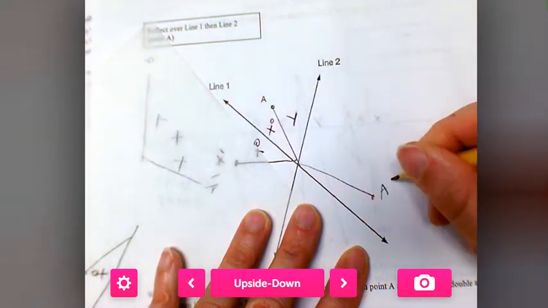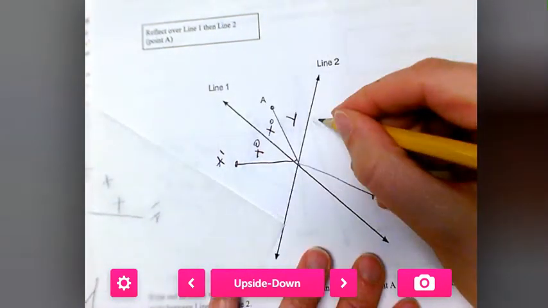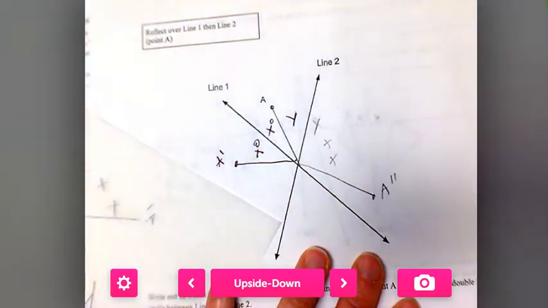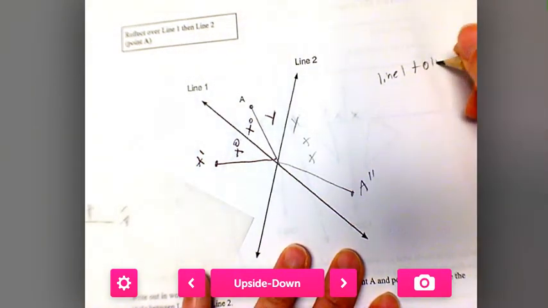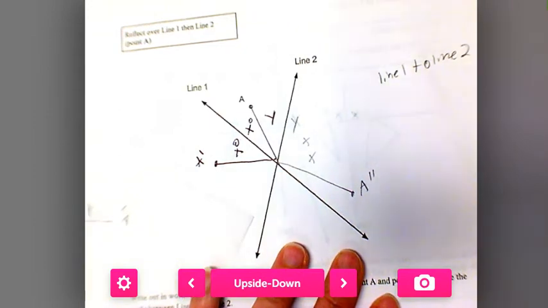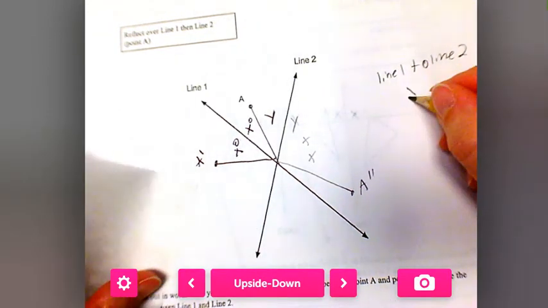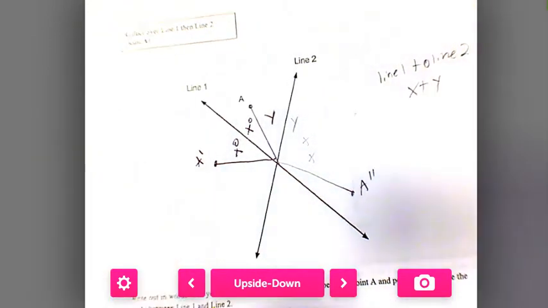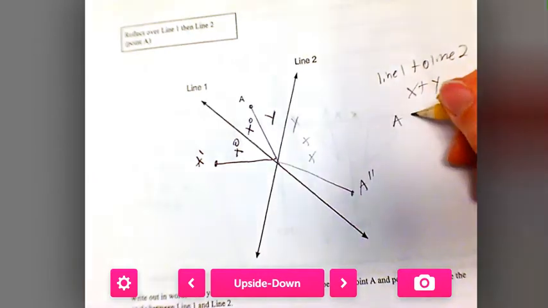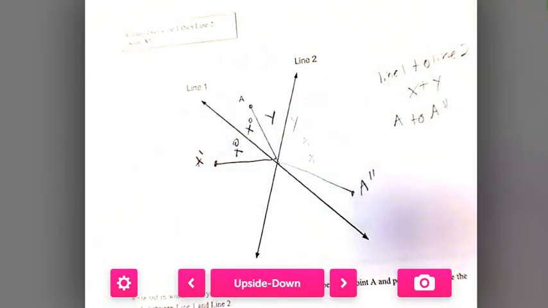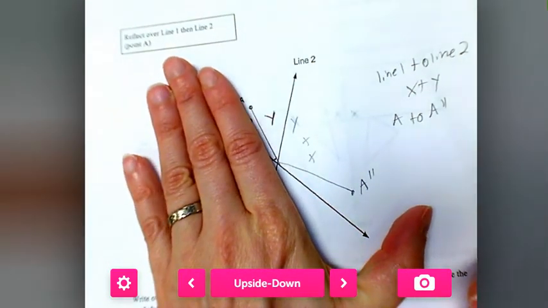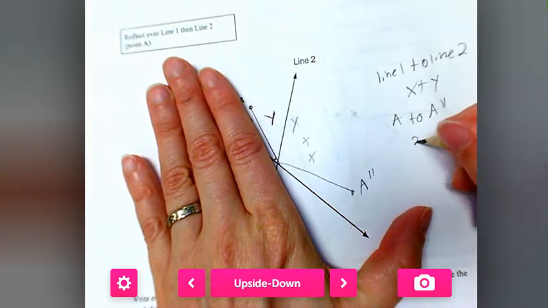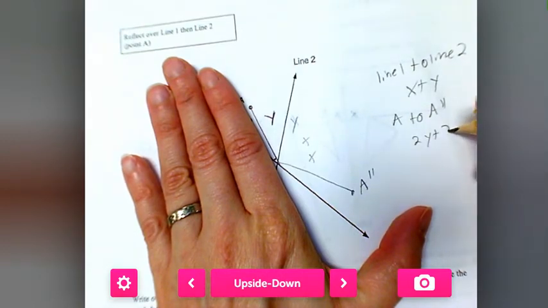With A double prime, and I know I've got Y, X, X. So I know the distance between line 1 to line 2 is what, guys? X plus Y, good. And the distance between A to A double prime, remember, don't look at this stuff. You're just looking at A to A double prime is what? You can say 2Y plus 2X. That's the same thing. You're good.